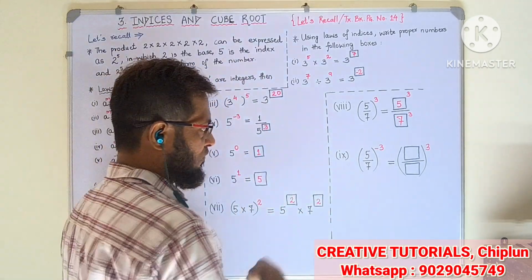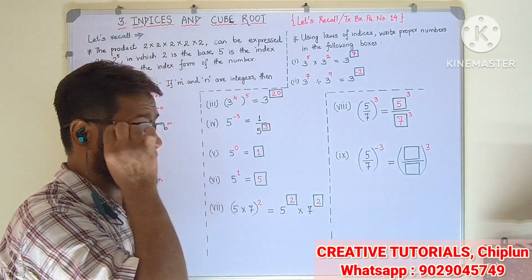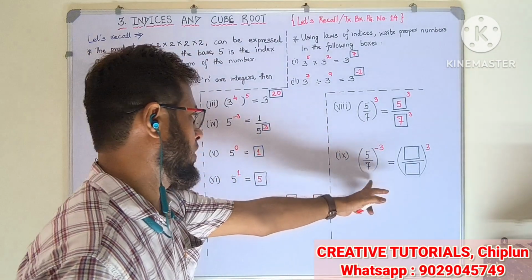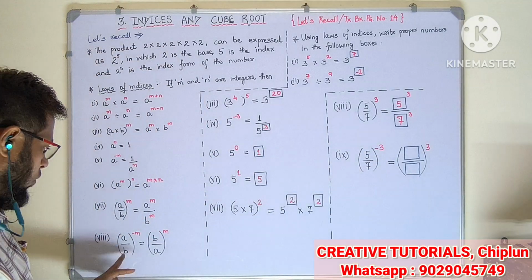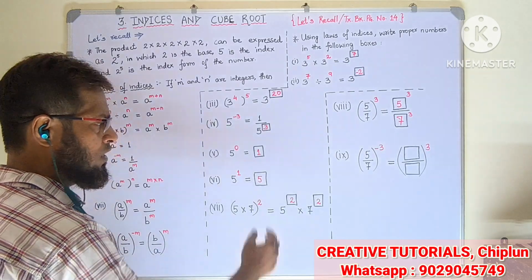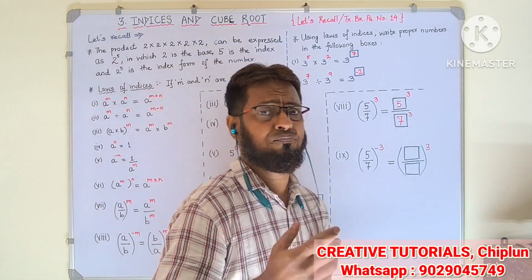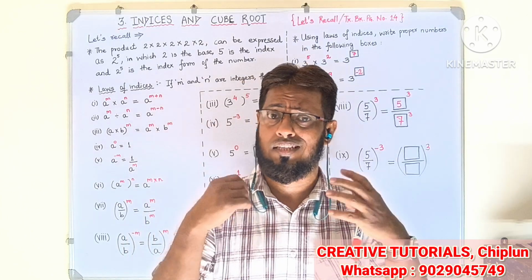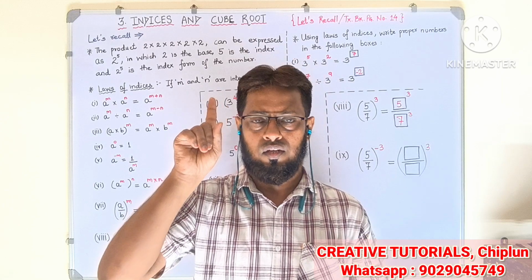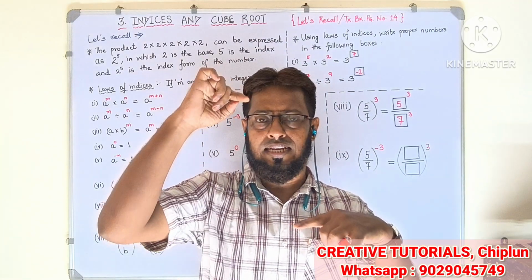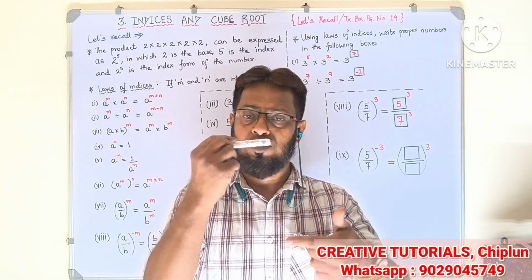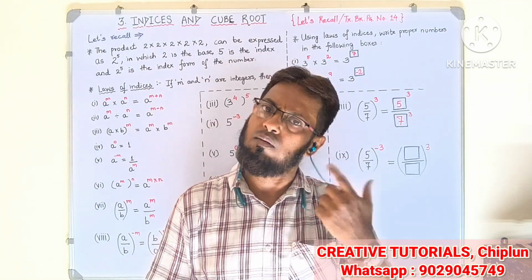Question number 9 says that (5/7) raised to minus 3 is equal to what? Box upon box raised to 3. This one is matching with our 8th law: (a/b) raised to minus m is equal to (b/a) raised to m. We have already studied that whenever we have a fraction or any number given with a negative index or negative power, if we want to make that index positive, we have to take the reciprocal of the fraction or the number being given to us.